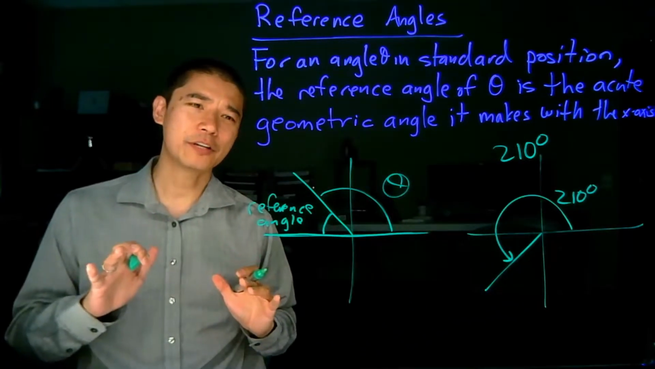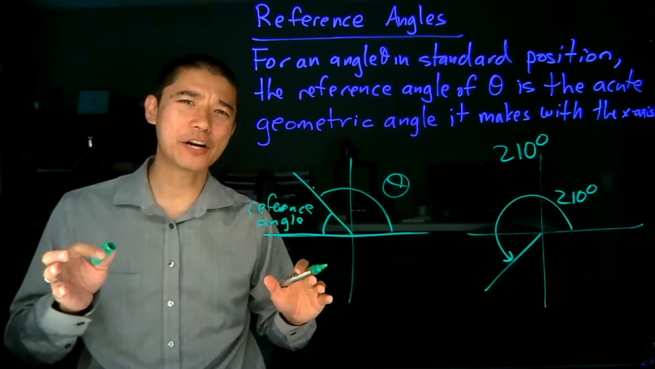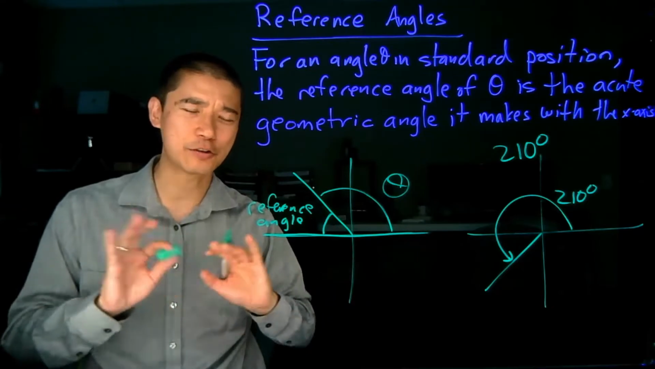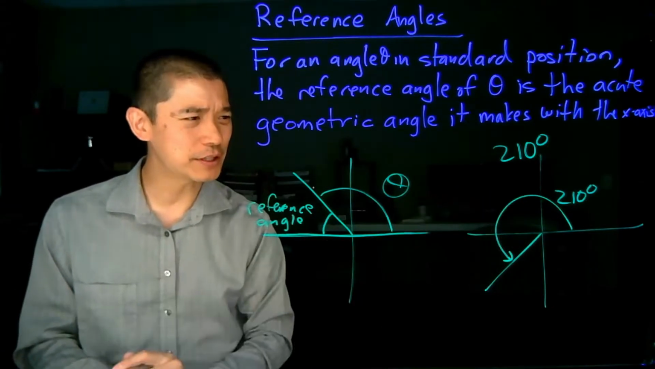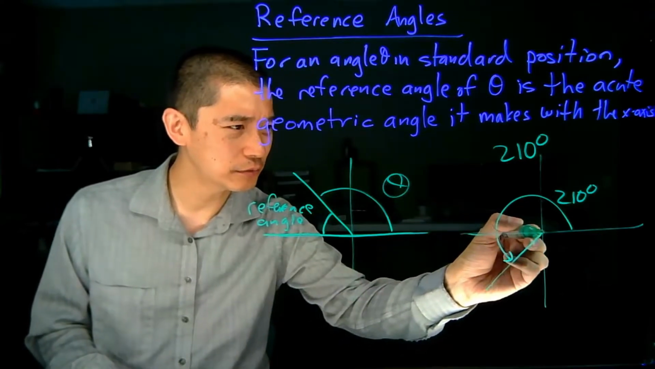Everything from here is just a matter of looking at the geometry. Now there are formulas you can memorize for this. I'm not even going to bother writing them down because they're not worth it. Just look at the picture and think about it. If this is a 210 degree angle, how big is this angle right here?